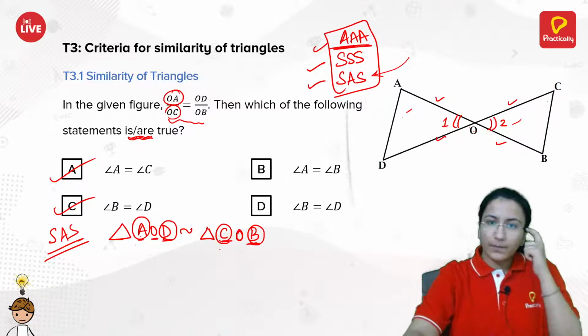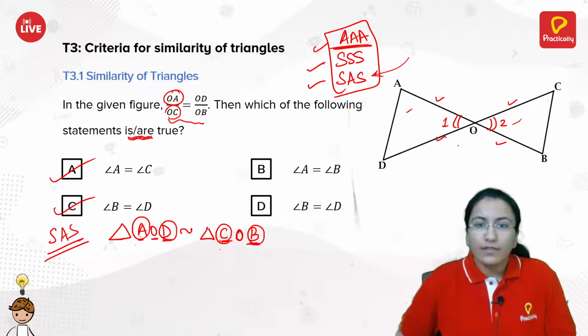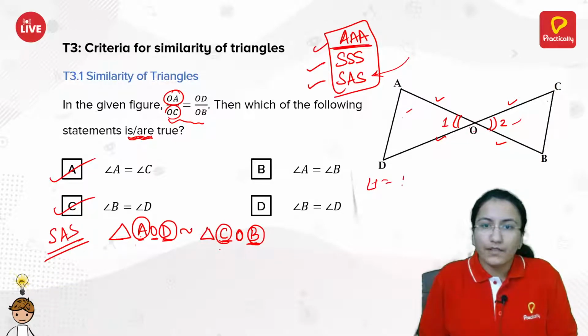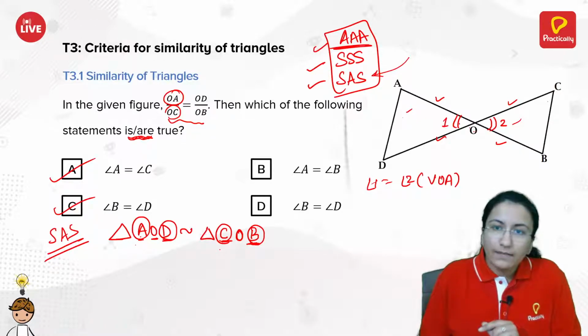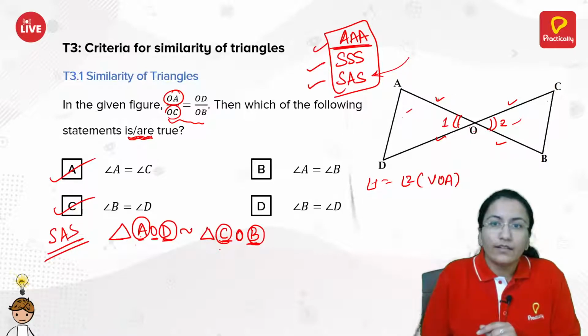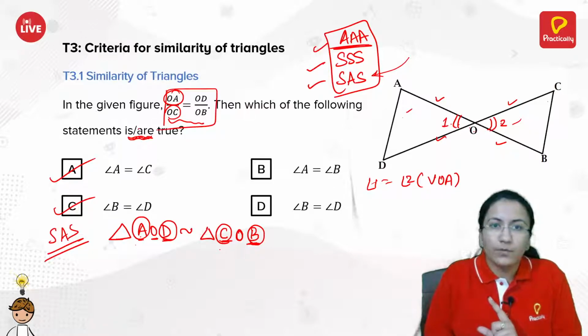Okay, I need to repeat it once again. We have angle 1 is equal to angle 2 by vertically opposite angles, right? We have these two angles equal, and the sides by which this angle is formed are in proportion. Here it is given that they are in proportion.